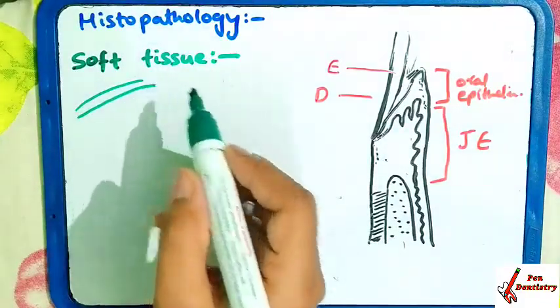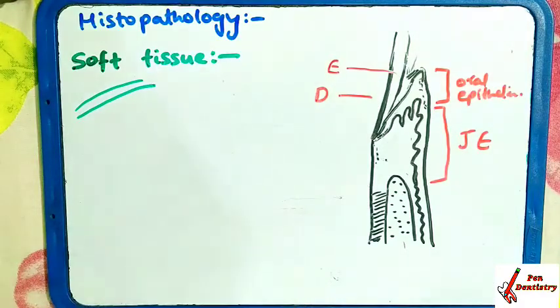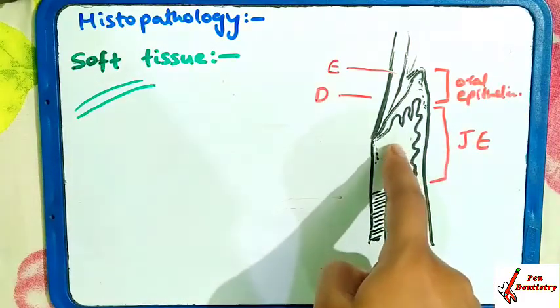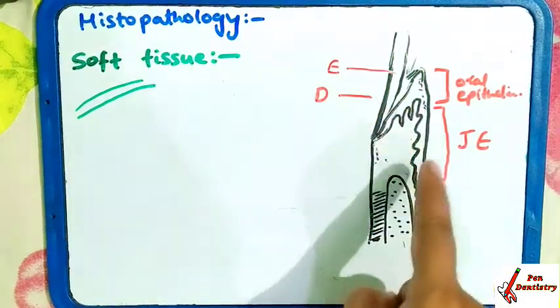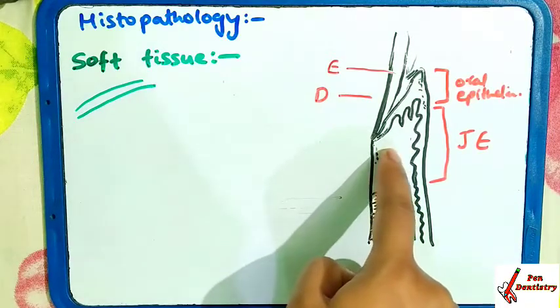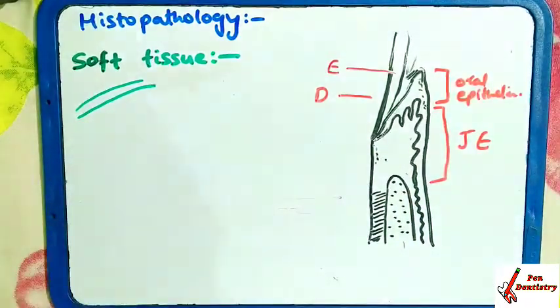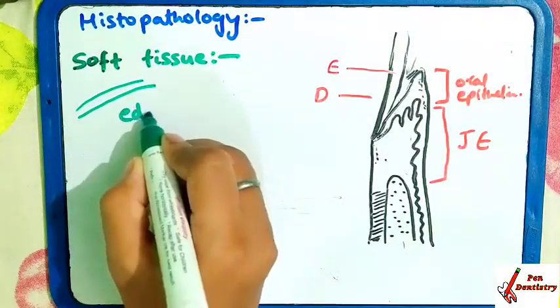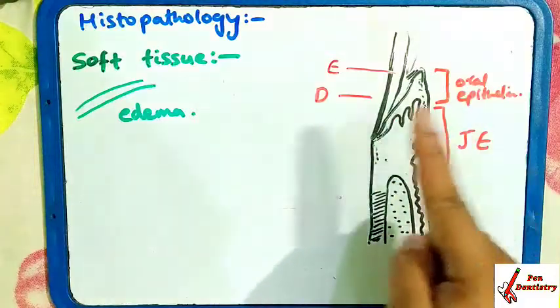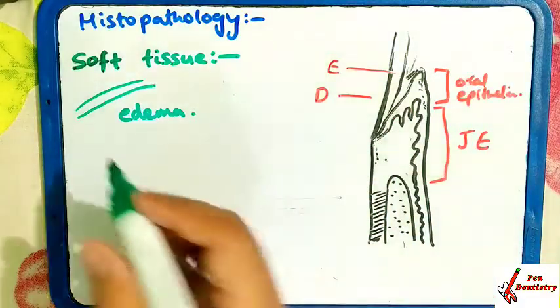The blood vessels will be elongated and dilated. As I have told you, neutrophils have entered inside this junctional epithelium. They are trying to kill the bacteria, so they have dilated and elongated the blood vessels. Connective tissue edema: you are going to see the redness at this connective tissue region. Infiltration of the plasma cells.